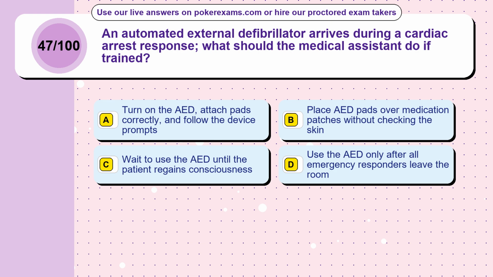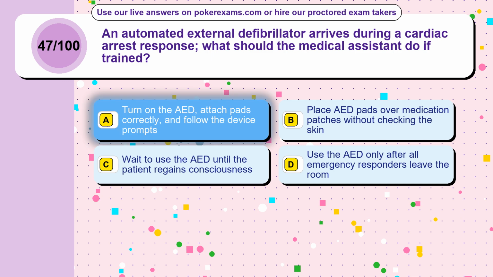Question 47. An automated external defibrillator arrives during a cardiac arrest response. What should the medical assistant do if trained? Option A. Turn on the AED, attach pads correctly, and follow the device prompts. Option B. Place AED pads over medication patches without checking the skin. Option C. Wait to use the AED until the patient regains consciousness. Option D. Use the AED only after all emergency responders leave the room. The correct answer is option A.